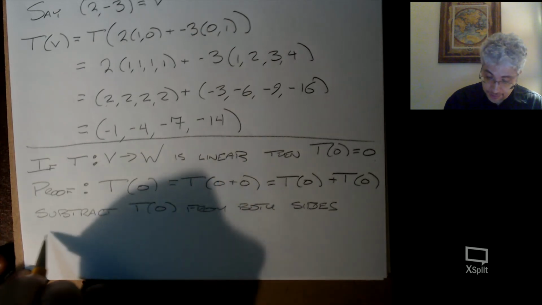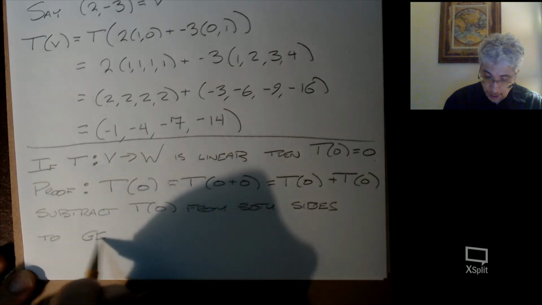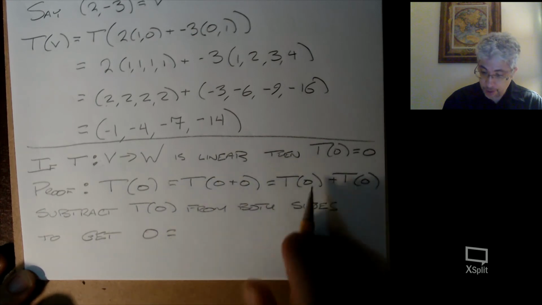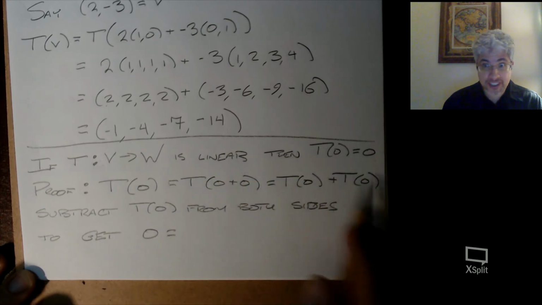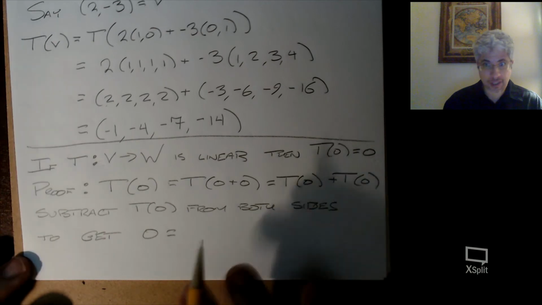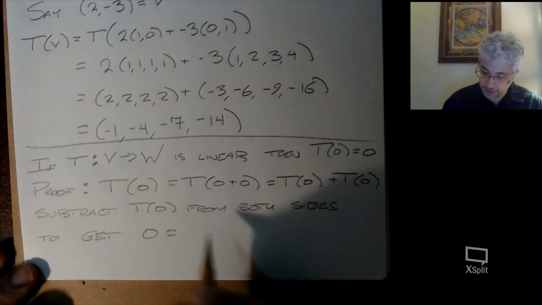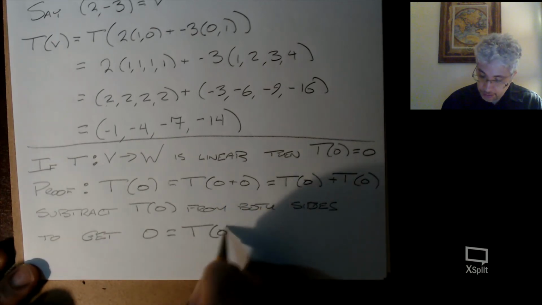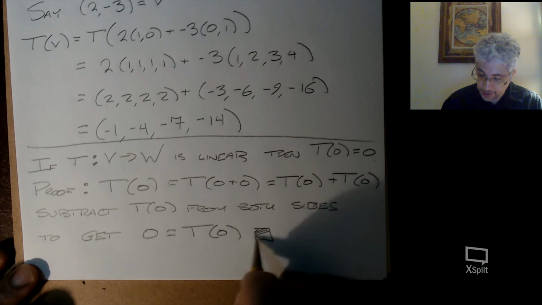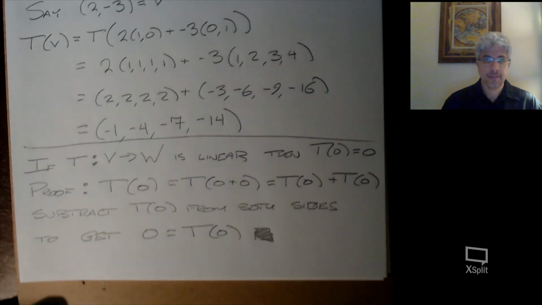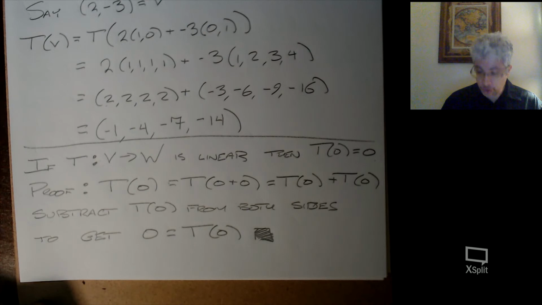So on the left, I have 0. But on the right, I'm going to have one fewer t0s. Associativity and all, don't have to worry about that. It's a vector space. So I get 0 equals t0, and lo and behold, I am already done. Boom. So that's a nice short proof.